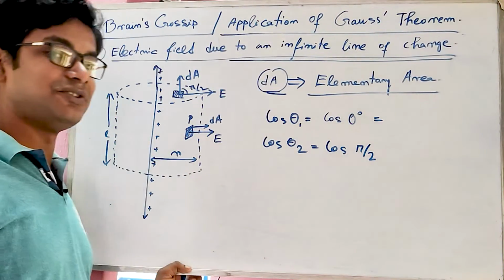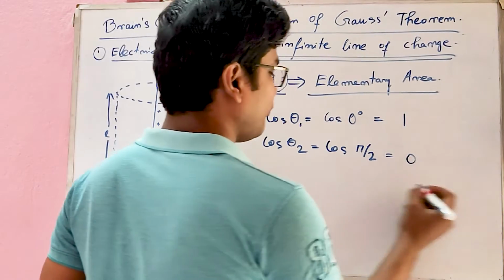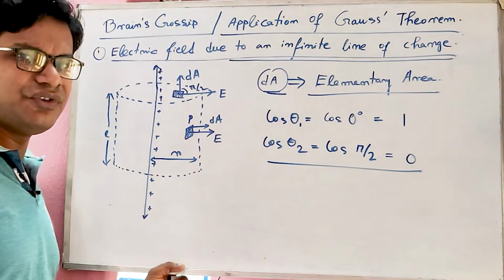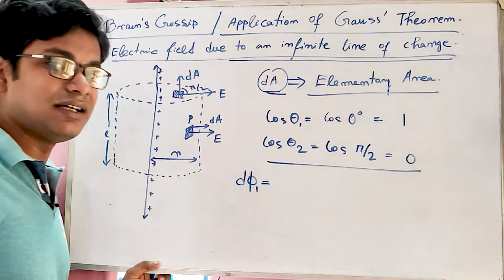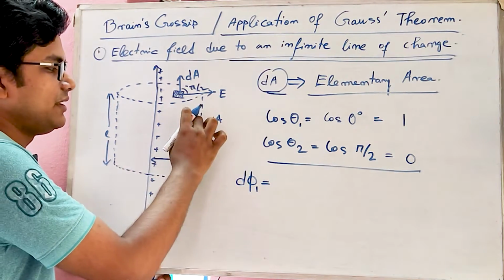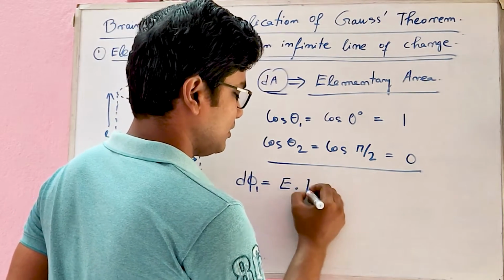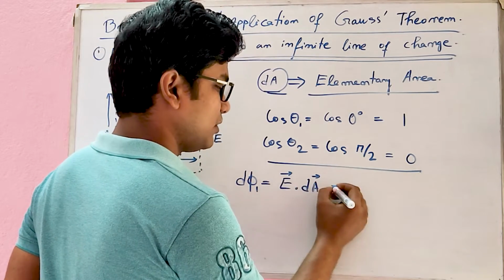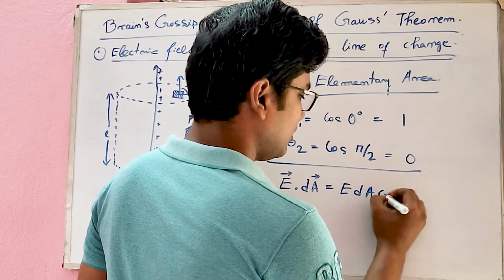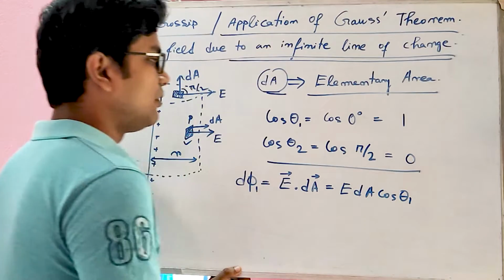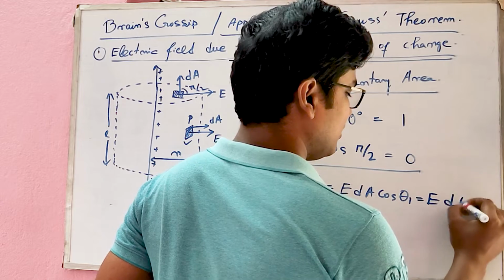Now what is the value of cos 0? That is 1. And what is the value of cos pi by 2? That is 0. So if we calculate d phi 1, the elementary flux for the elementary area dA, for this part it will be E dot dA. Both of them are vector quantities. Now we can write E dA cos theta 1, and cos theta 1 is 1. So we can write E dA.